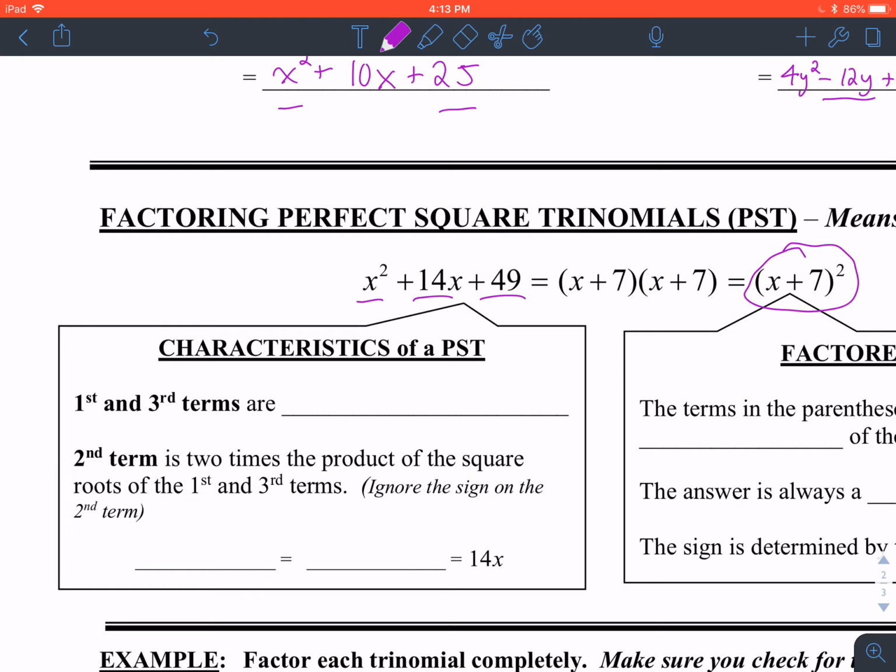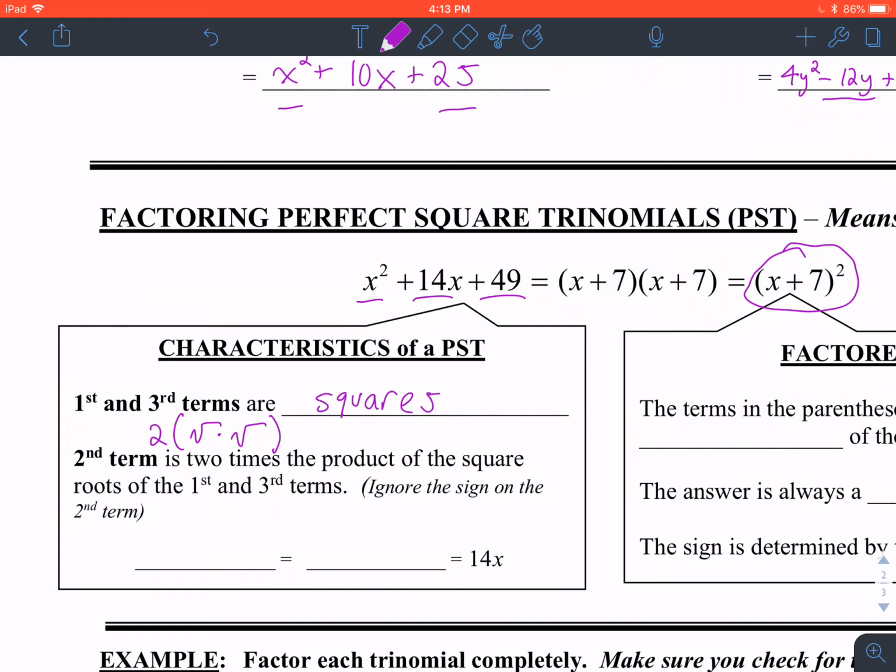Okay? So the first and third terms are going to be squares like the last one, like the difference of squares. The second term is going to be 2 times the product of the square roots of the first and third terms. That's kind of confusing, but basically you're going to take the square roots. It's going to be 2 times square root times square root, basically. Okay? 2 times the square roots multiplied together.